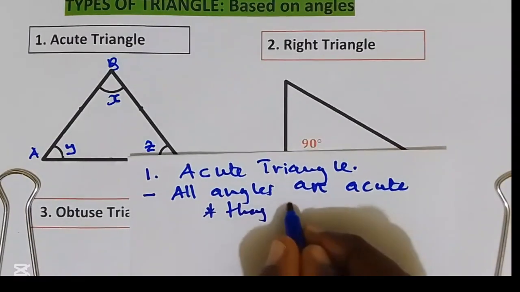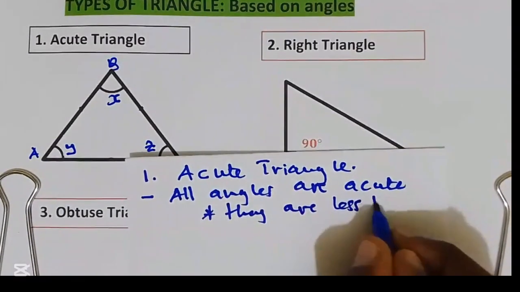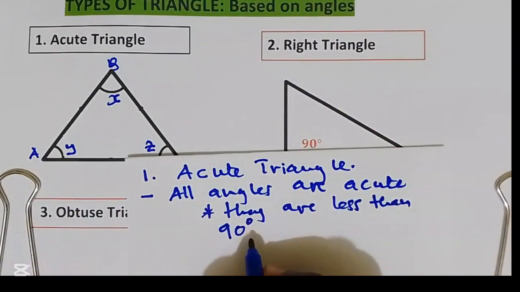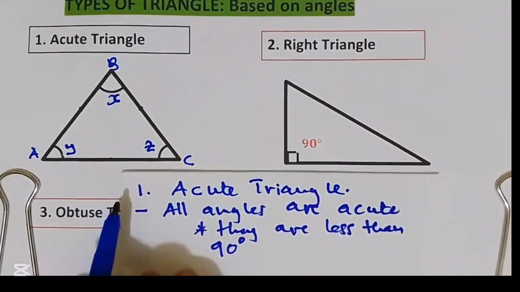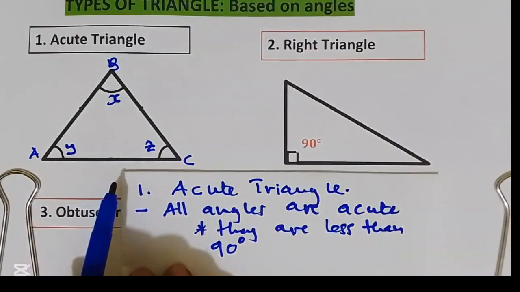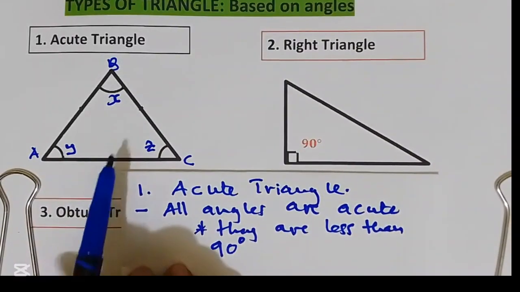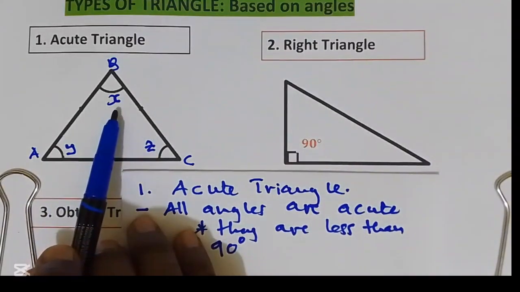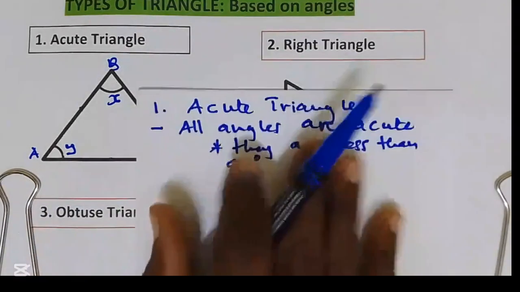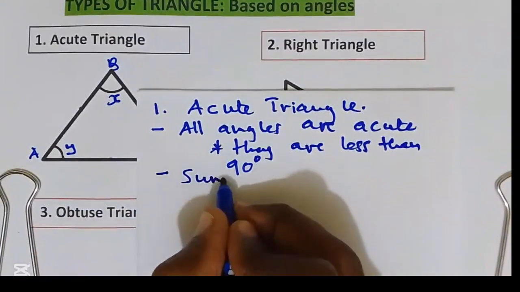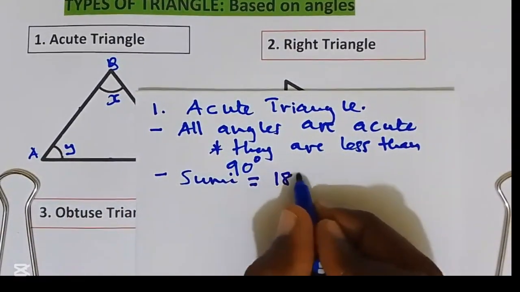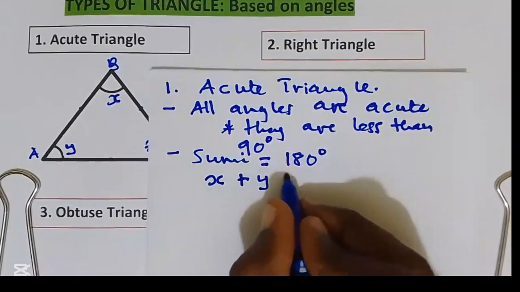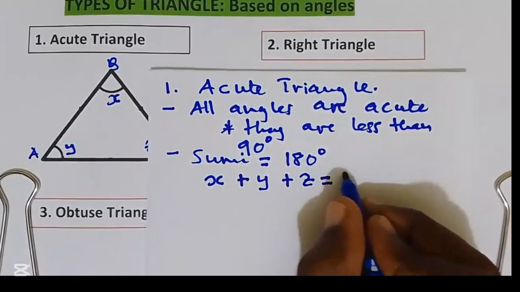They are less than 90 degrees. Second characteristic, the sum of interior angles is equal to 180. That is, if I take angle Y plus angle Z plus angle X, that is equal to 180 degrees. That is X plus Y plus Z, which is equal to 180 degrees.